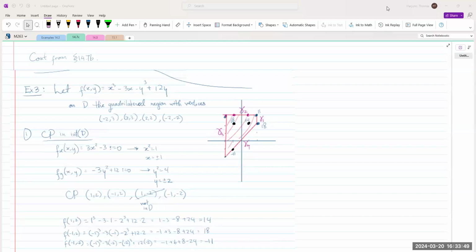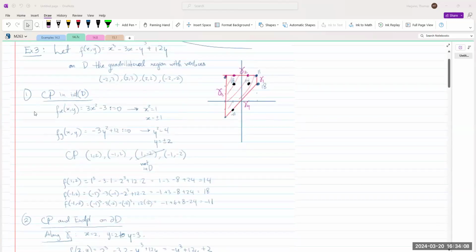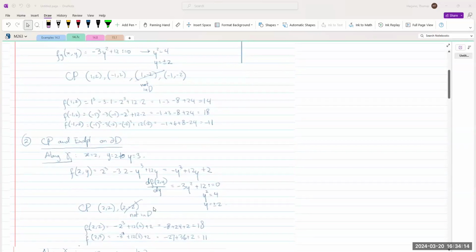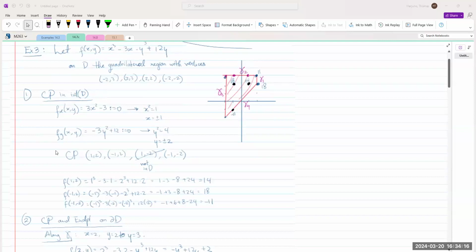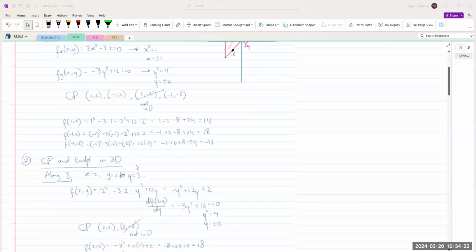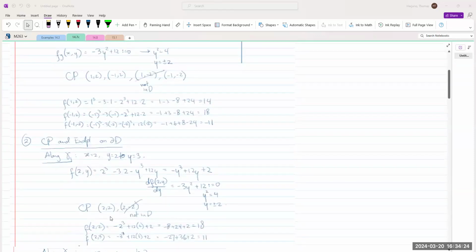Yeah, last time we did part of example 3. Now the thing is, why I want to do this problem: I want you to realize that the topics we have in 14.7 and 14.8 later on will be quite complicated. It is divided into two parts. The first one is critical points in the interior of the domain D, the region D. And the second part, we do the critical points and endpoints on the boundary of that region D.